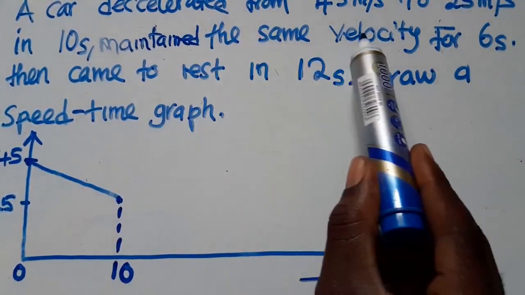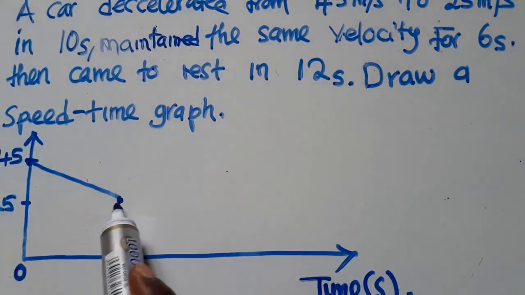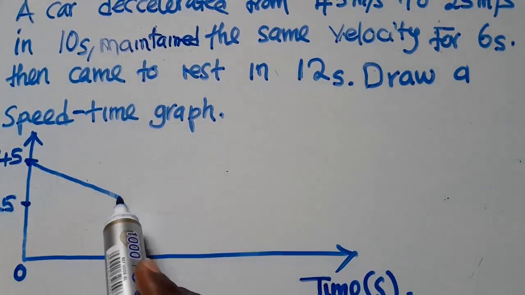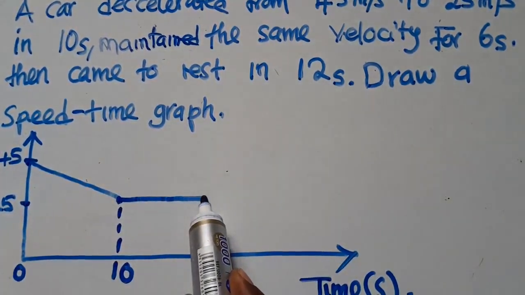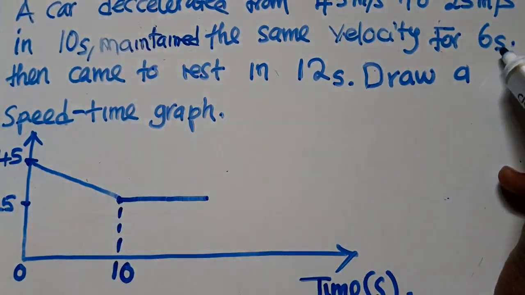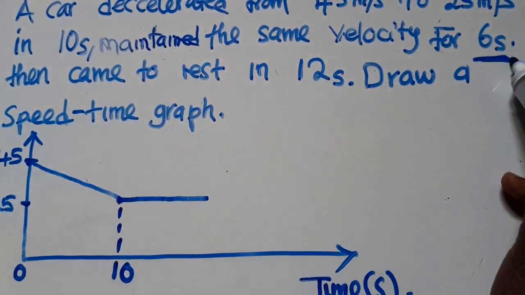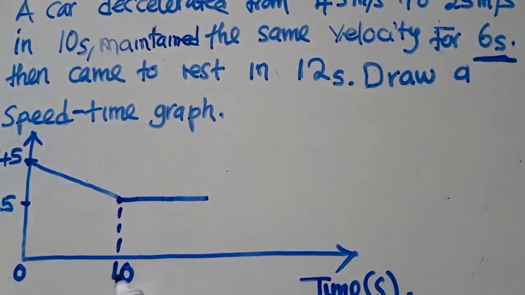Maintained the same velocity. The same velocity of what? It is now at 25. So it maintained this same velocity for 6 seconds. Here you add: what is 10 plus 6? It is 16. So there you've got 16, and up to there you put these dotted lines.